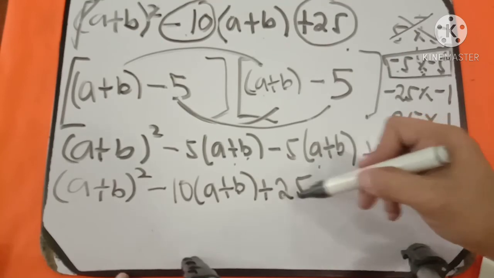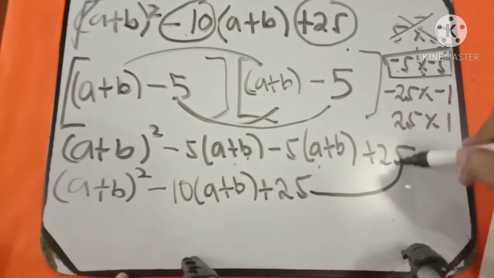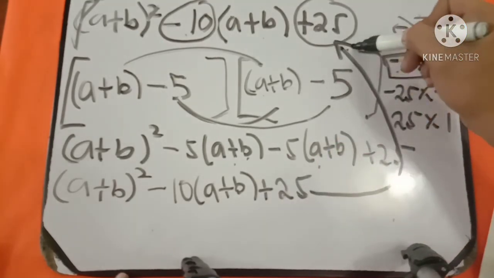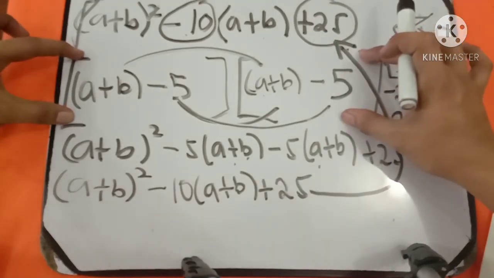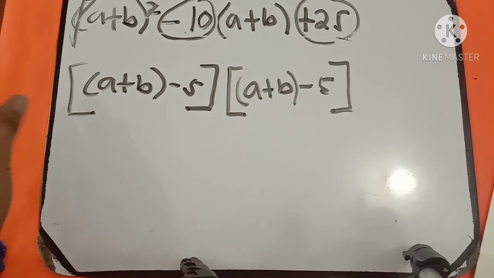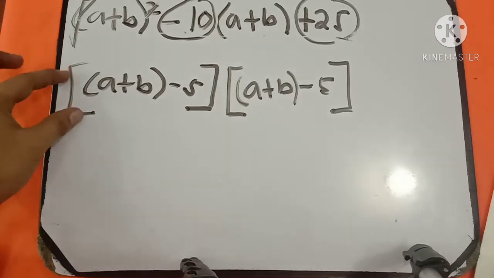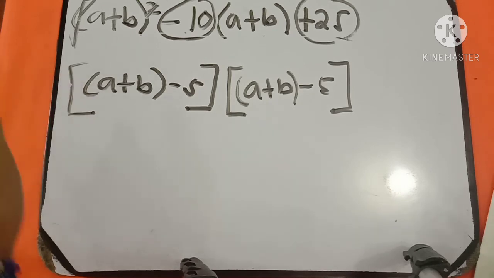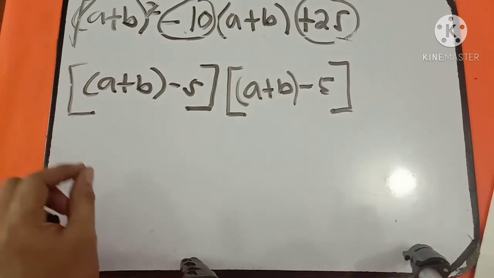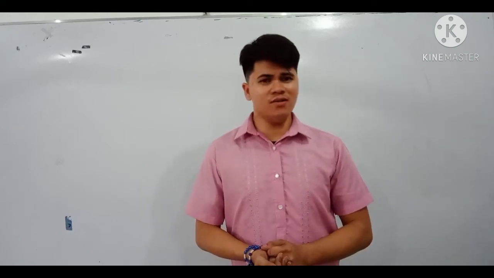And if you observe, this expanded form is equal to the problem. So therefore, our factors are correct. So this is the correct factor of this given trinomial. I hope this is clear. So, can you now get the factors of the given trinomial?